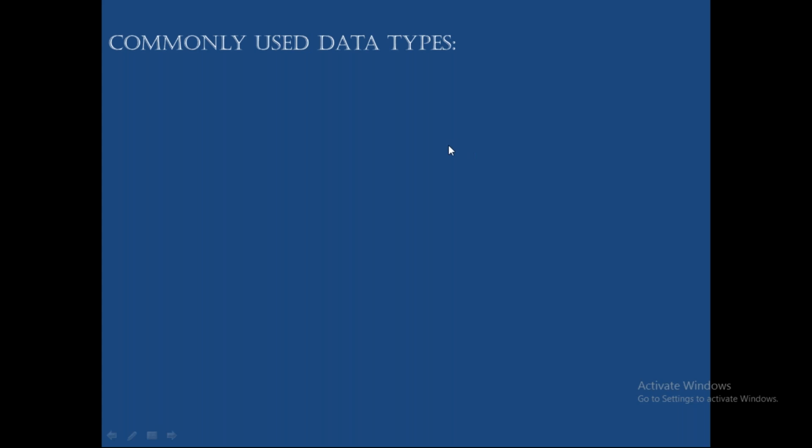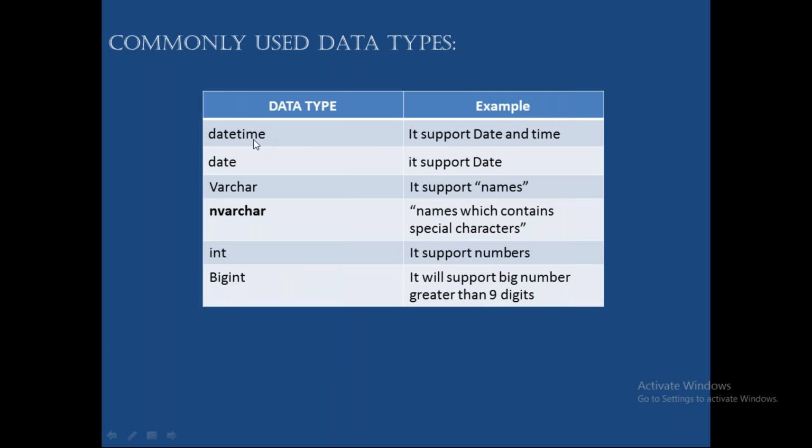Okay, friends. Now you see the commonly used data types. These are very, very important. You see, datetime. It supports date and time. Date supports only date. Varchar supports names. For example, datetime means 2020, this month is 11, today is 11, and the current time you can say maybe 07:50:51, something like that. Hours, minutes, seconds. So if you want to provide both date and time in your table, you need to say the data type is datetime.